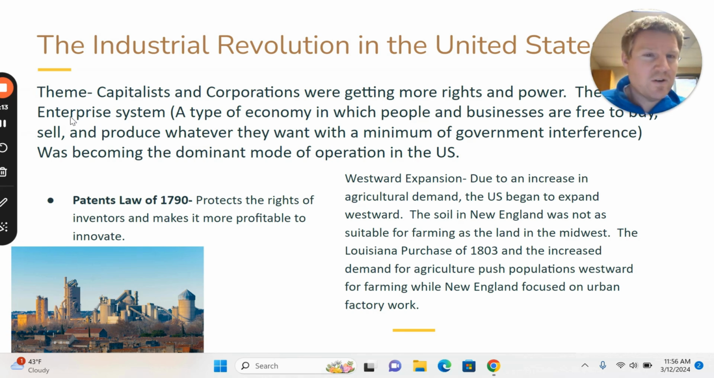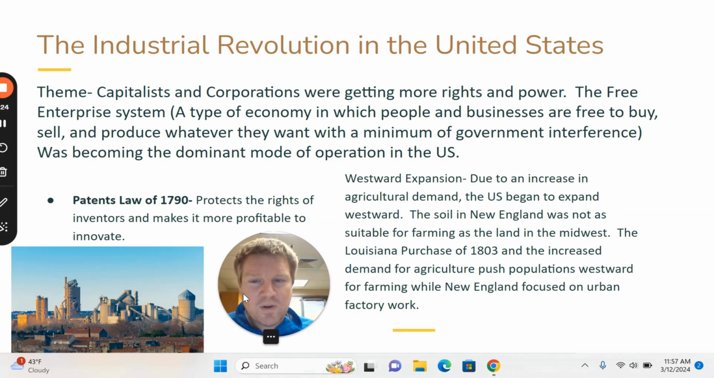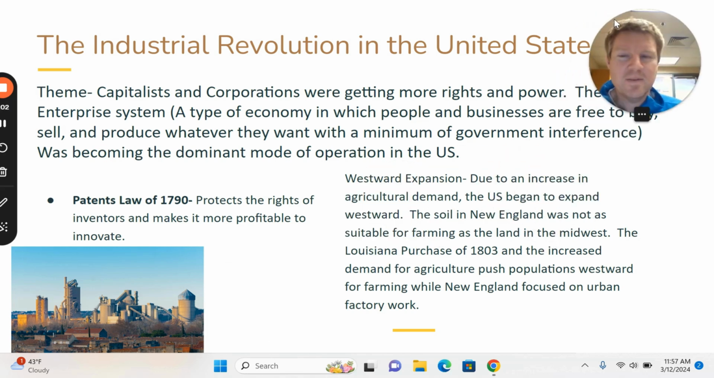Capitalism and corporations are getting more rights and more power at this time. So you're seeing the free enterprise system develop in the United States. One of the key innovations of that system would be, in 1790, U.S. patent law, which means that an inventor will have the right to profit from their inventions without anyone stealing or copying their idea. That way people like Edison, for example, who are creating inventions, no one can steal them and reproduce them, so they get all the money from whatever they invent. So it gives inventors more incentive to invent and push innovation forward at this time.